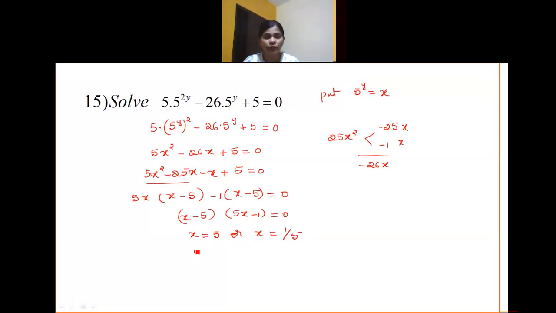So the values are x is equal to 5 or x is equal to 1 by 5. So since I have to find the value of y, 5 to the power y is equal to 5 will give me the value of y as 1, or 5 to the power y is equal to 1 by 5 will give me the value of y as equal to minus 1. So these are the required answers.